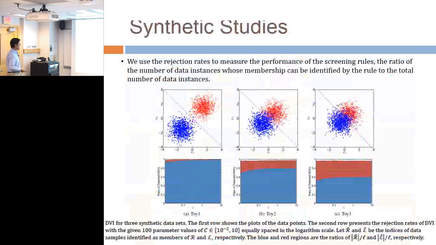So this is an example on 3 synthetic data sets. This figure represents the rejection ratio, the ratio between the number of identified non-support vectors and the number of non-support vectors in the ground truth. This figure shows that our method can correctly identify almost all of the non-support vectors, even for data sets that largely overlap.